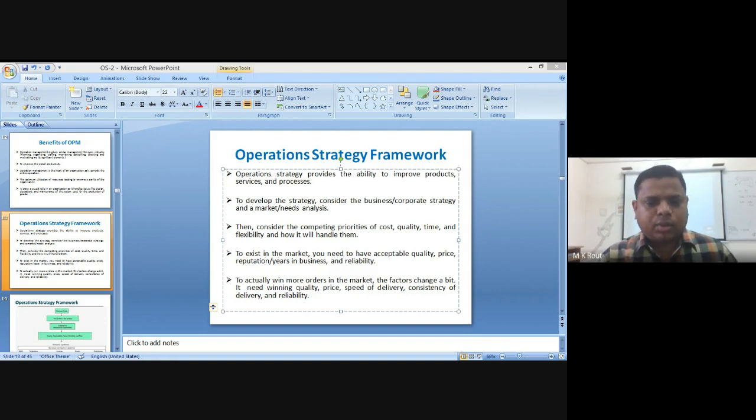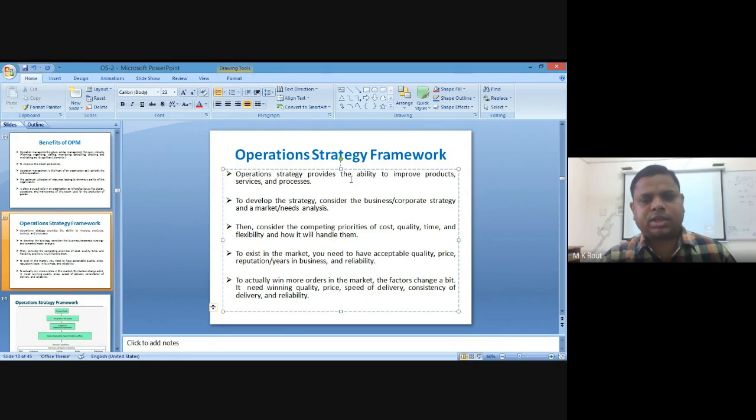So here, from the strategy point of view, just repeat point number one: operational strategy provides the ability to improve product, services, and processes. Clear. The next part is to develop strategy, consider the business and corporate strategies. For operational strategy, you must consider corporate as well as business strategy, and also go for the market analysis. Then after that you consider the competing priorities of cost, quality, time and flexibility. The next part is how you handle them.